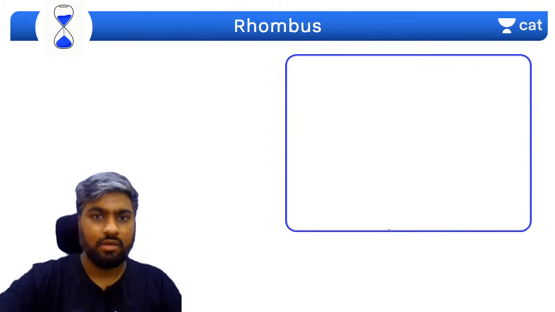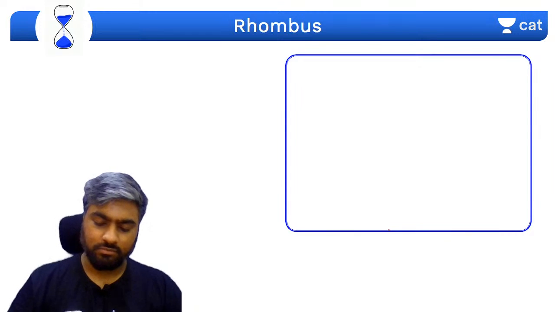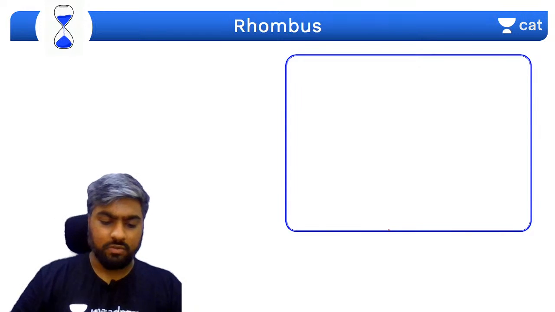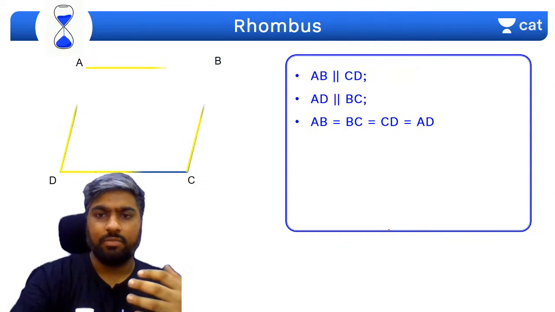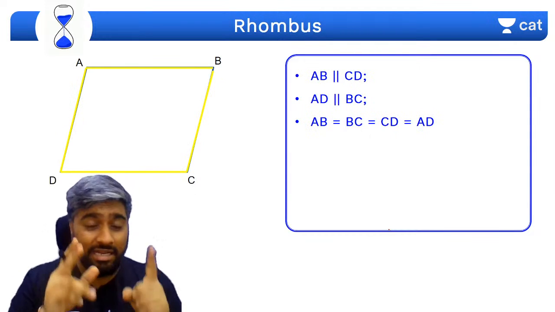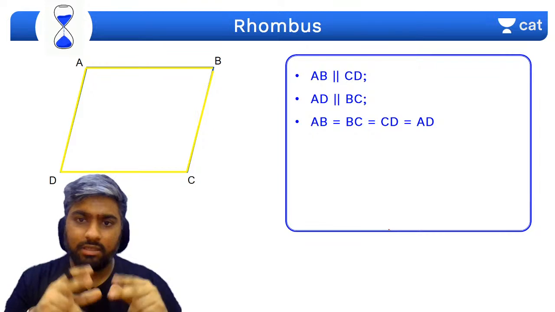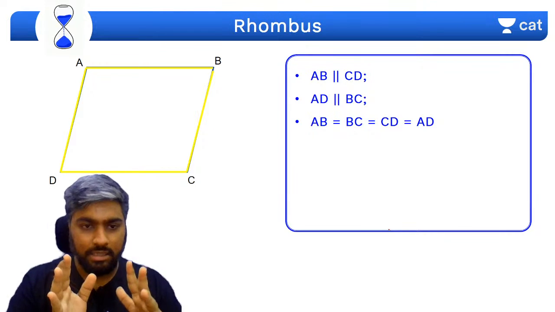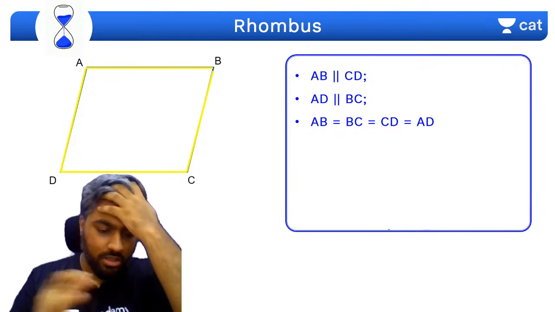Let's go ahead. Rhombus. What is a rhombus? What's the difference between a parallelogram and a rhombus? Yes, in a parallelogram, opposite sides are equal. In a rhombus, all sides are equal. Yes, all sides are equal.